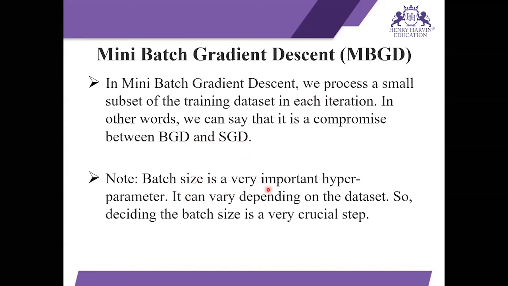So batch size is a very important hyperparameter. It can vary depending on the data set. So deciding the batch size is again a very crucial step.